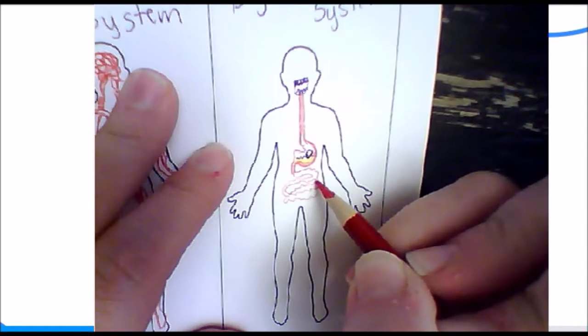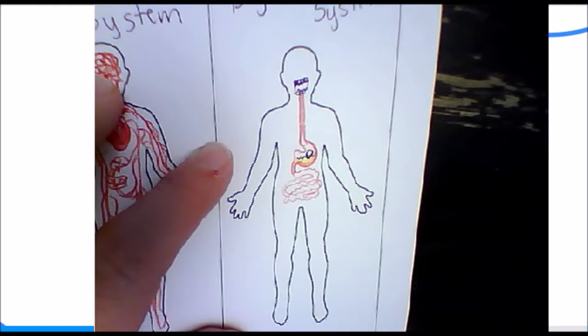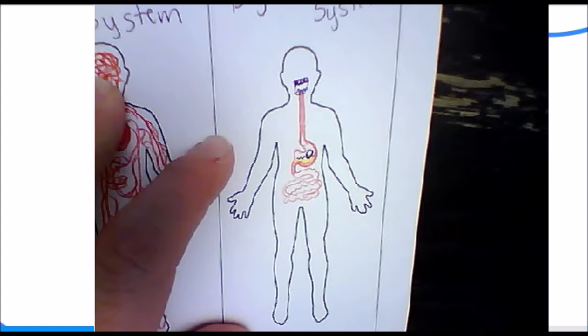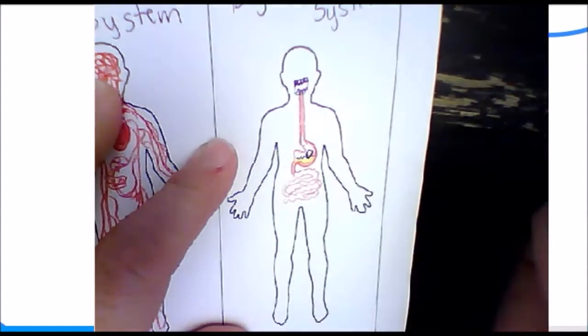All right, now I'm going to choose a different color so it actually looks like my large intestine is something else. I don't know what color it is in the body because I've never cut anything open, because that's gross. But here, as this ends, I'm going to go ahead and connect it to my large intestine.